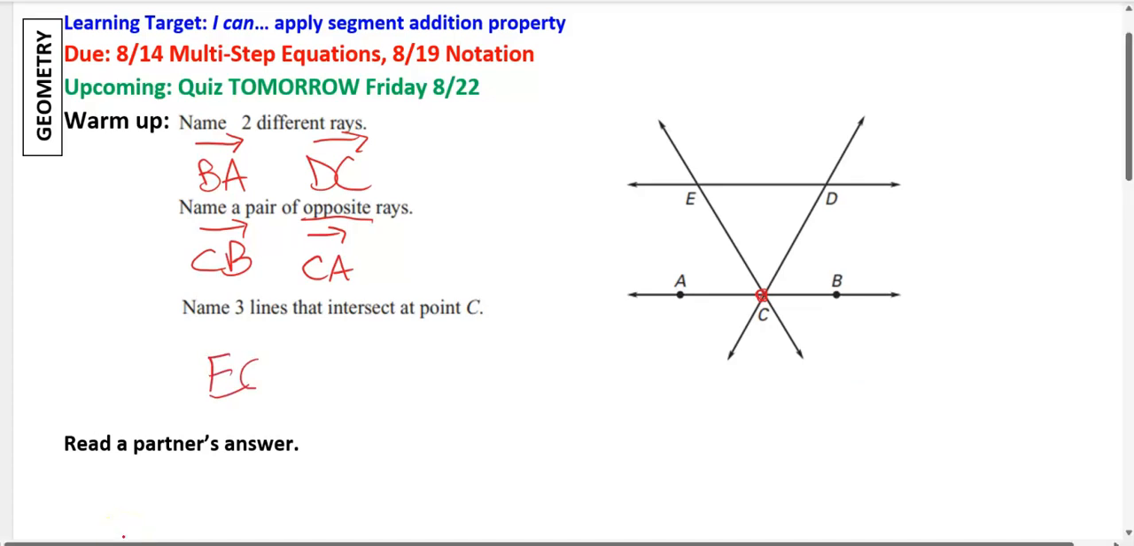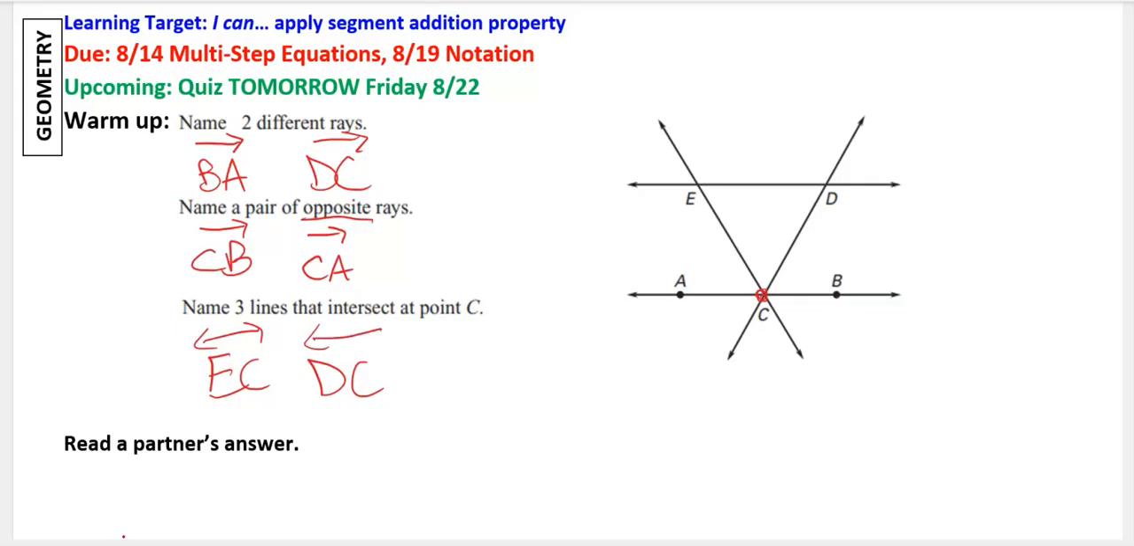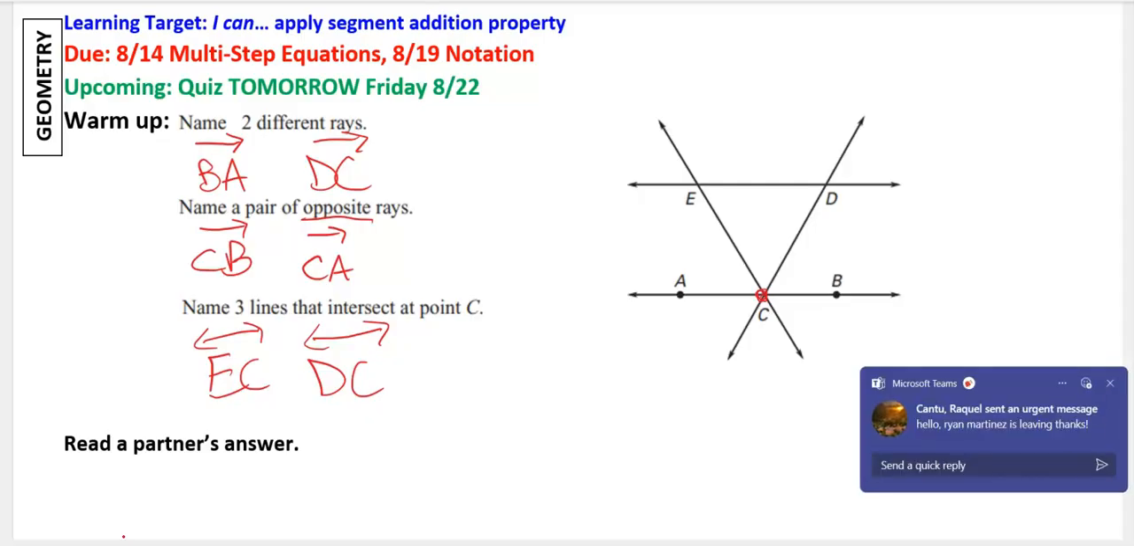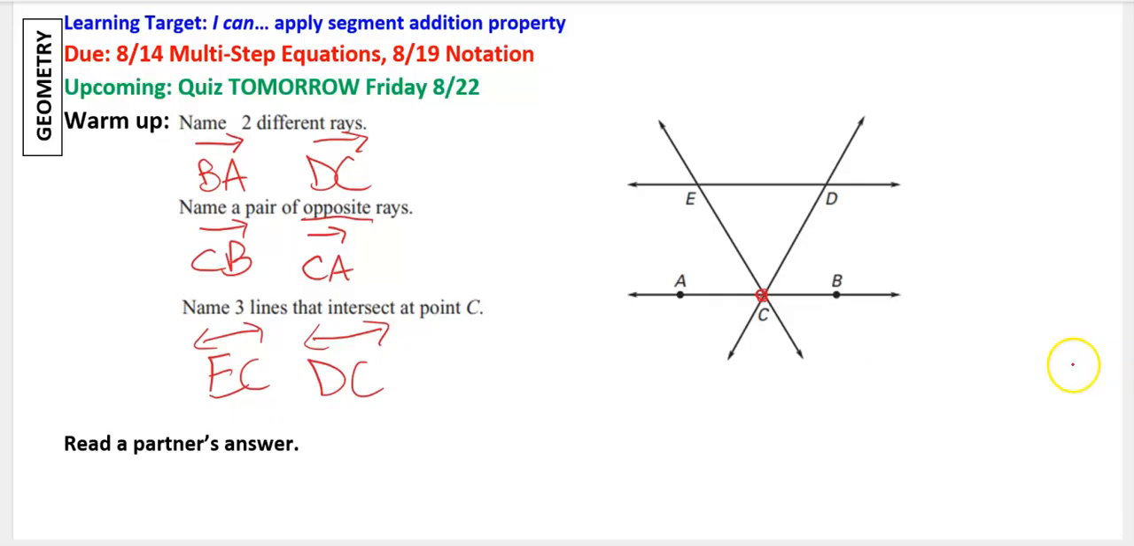Okay, so EC, that's one line. What's another line? DC also goes through point C. Those are my two diagonals. And then horizontally, what's the name of this line? AC or AB, either way, it's the same thing as long as you have 2 points on that line. Okay. Well, that's it for the warm up.